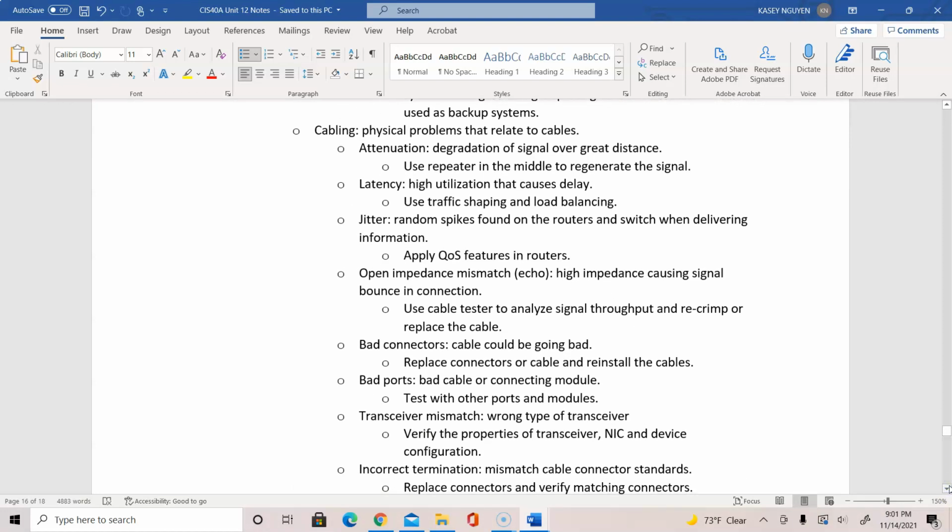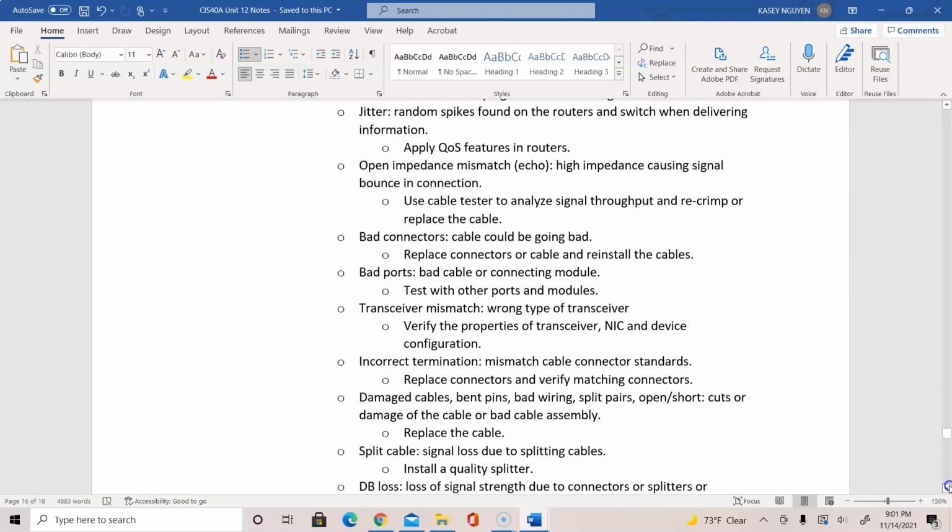In the physical area, we can check for cabling, and cable can have various problems such as attenuation, latency, jitter, bad connectors, bad ports, bad transceiver, incorrect terminations, and so on. So attenuation is degradation of signal. Latency is just a delay due to high traffic utilization. Jitter is just random spikes in the router and switch to deliver information. So we can use QoS to control that on the router side.